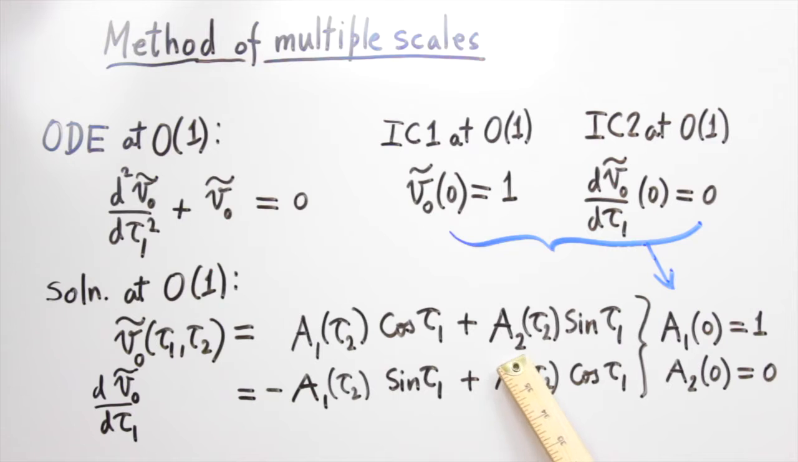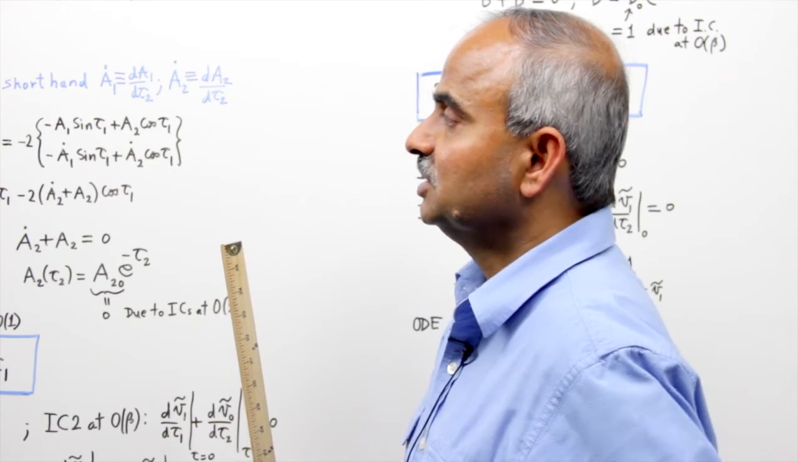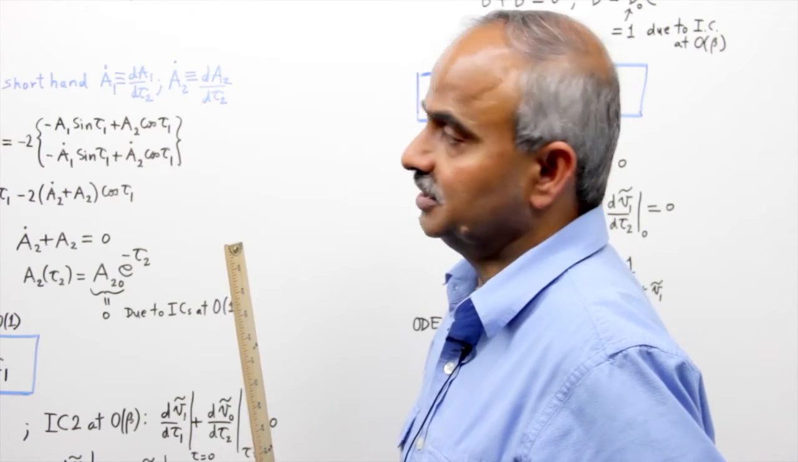When we apply these initial conditions, we can deduce easily the values that these coefficients a1 and a2 need to satisfy when tau 2 is equal to 0, in order to be compatible with the requirement of the problem. At this stage, we know that these functions of slow time have these initial conditions, and we have to find these slowly varying functions that multiply the cosine and sine terms. We will see that this will happen at the next stage in the perturbation expansion. We will be able to find that.